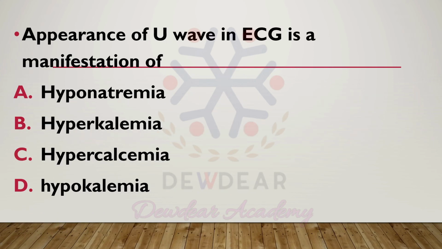Next question. Appearance of U wave in ECG is manifestation of? Options: hyponatremia, hyperkalemia, hypercalcemia, hypokalemia. So here the correct answer is option D, that is hypokalemia. Appearance of U wave in ECG is a manifestation of hypokalemia.